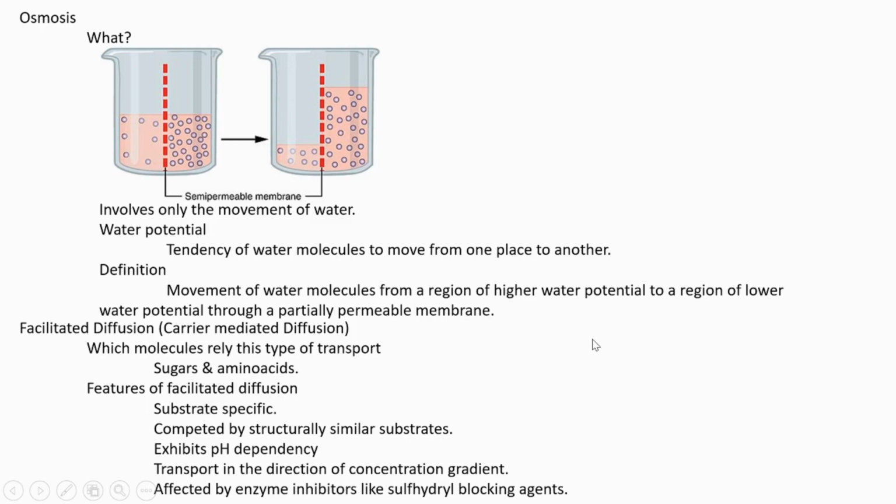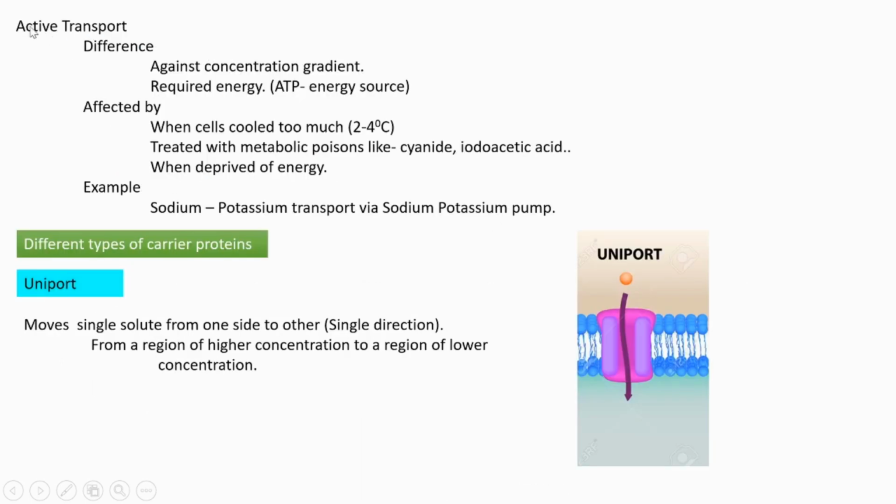Okay. Next, active transport. Active, as the name implies, means it requires some energy. What's the difference between active transport and the other types of transport, diffusion and facilitated diffusion? It is taking place against the concentration gradient. Here, the transport is taking place against the concentration gradient. As it is taking place against the concentration gradient, it requires energy. So, usually it is from ATP.